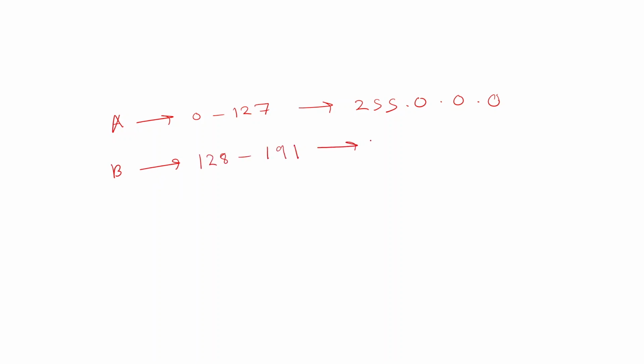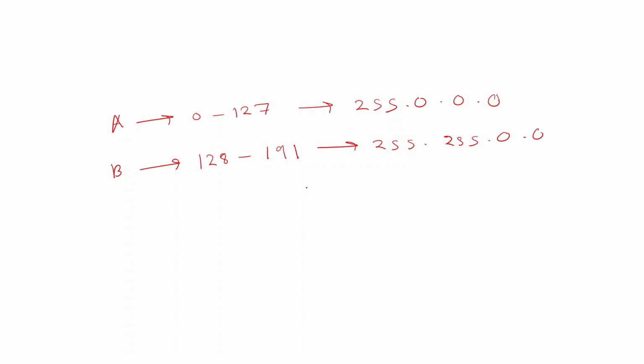When you take any IP address, for example class A, the range is 0 to 127. Then the subnet mask is 255.0.0.0. This is the subnet mask for class A. When it comes to class B, we have the range 128 to 191. Then the subnet mask is 255.255.0.0. This is the class B IP address subnet mask.